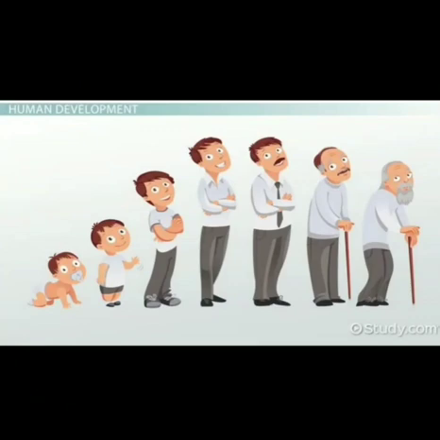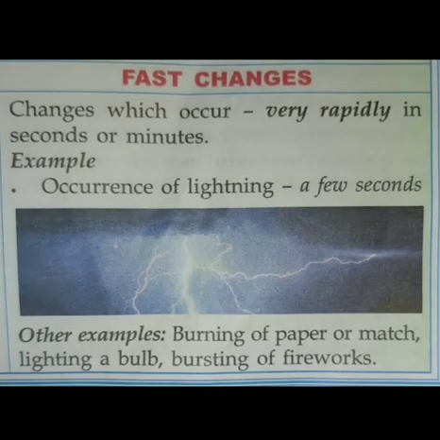That is slow change. Or you can say that rusting of iron also is an example of slow change. The next one is, what do you mean by fast change? Fast change means the changes which occur very rapidly. That means in a few moments, in a few seconds, the changes will occur. That is known as a fast change.